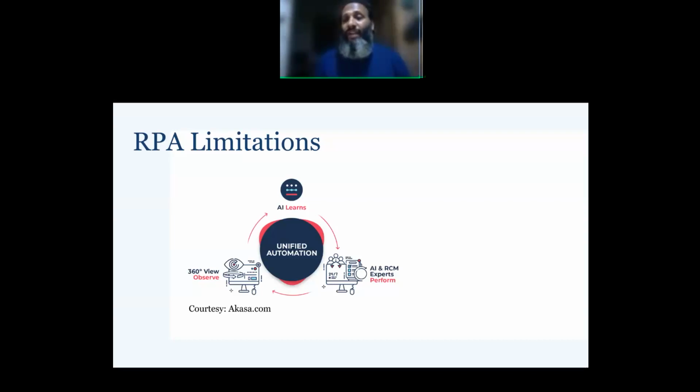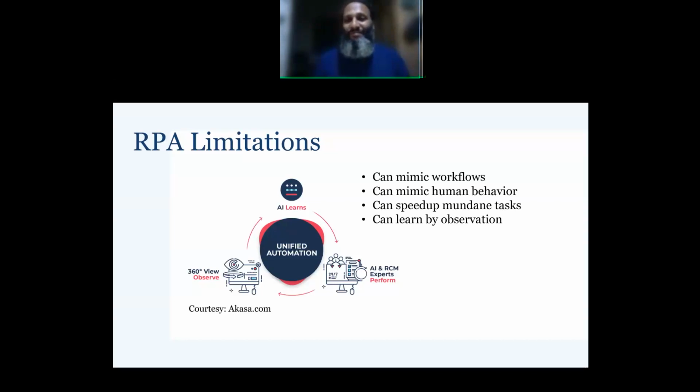And so they have this three-step process. I mean, they observe, learn, and perform. Basically, whatever a macro recorder would do, RPA does the same thing, but in a glorified fashion, right? With a better user experience. So what are the advantages of RPA? It can mimic workflows perfectly, right? It can mimic human behavior also, because it is only recording what a human does.